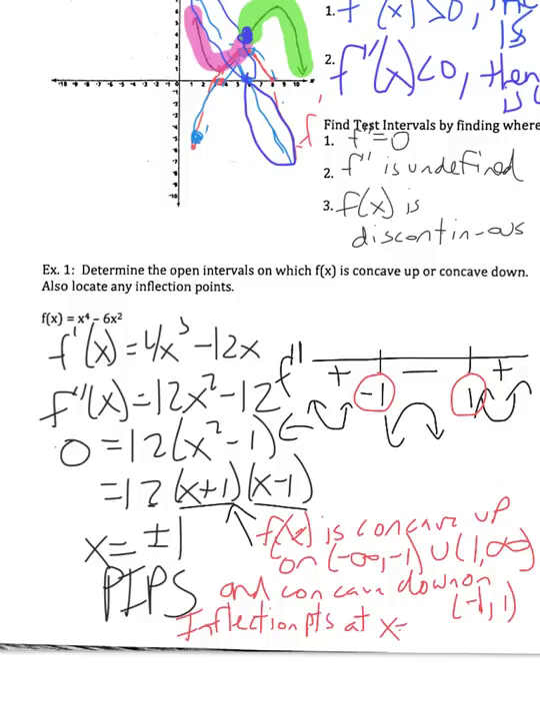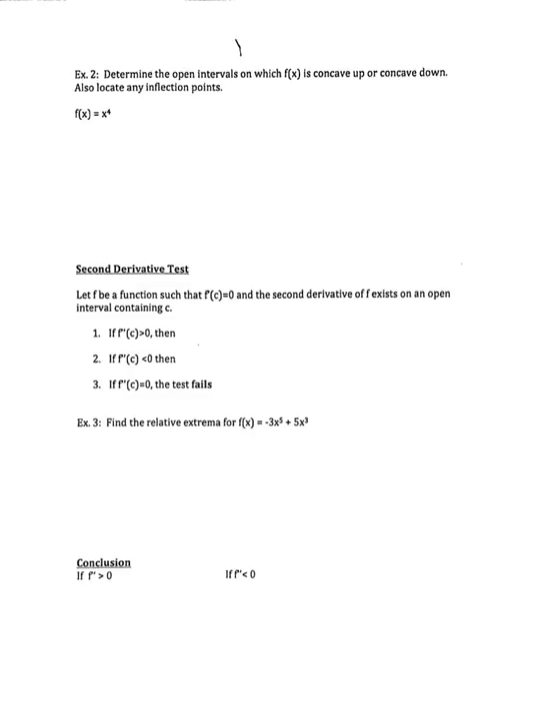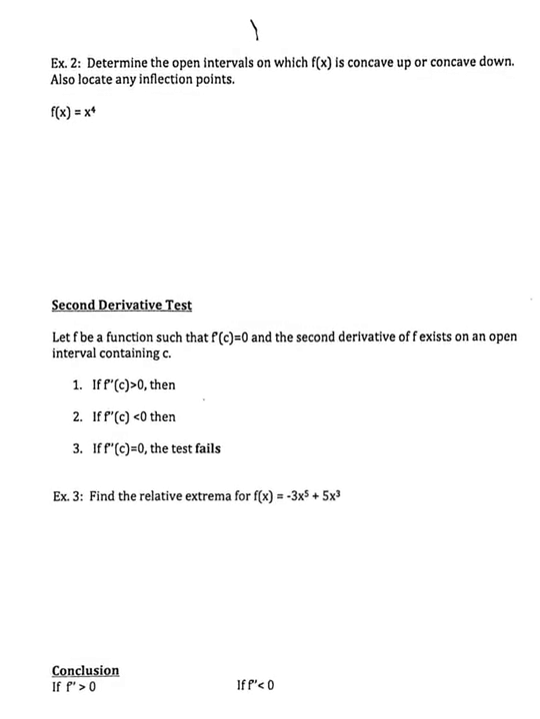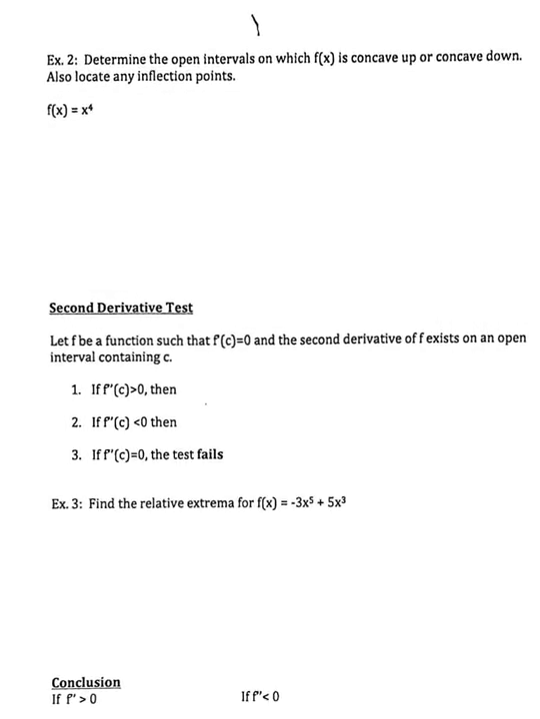At x equals plus or minus 1. There you go. So again, it's the same idea. You just have to know now you're going into the second derivative and that test for concavity. All right. Example 2, determine the open intervals on which f of x is concave up or down. Also locate any inflection points. So anytime I see the word concavity, I think second derivative.